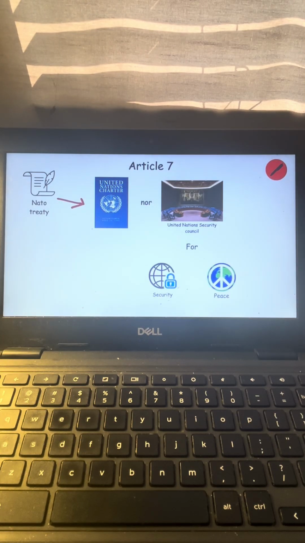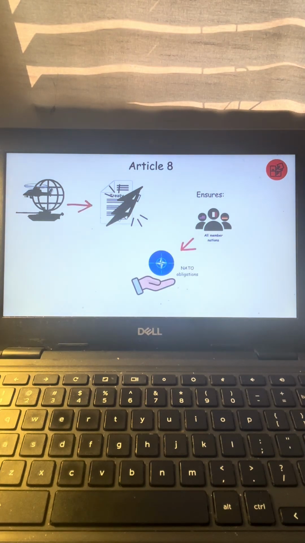It serves as a reminder that NATO's operations are to be conducted in line with broader international law and the objectives of the United Nations. Article 8 obligates members not to enter any international engagements that would conflict with the treaty. It ensures that all member nations' existing and future international commitments are compatible with their NATO obligations, thus maintaining the primacy of the alliance's collective defense.